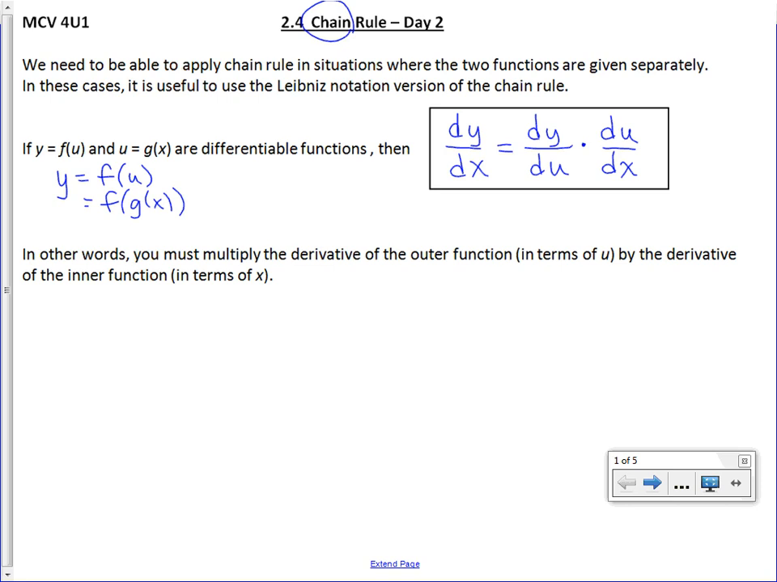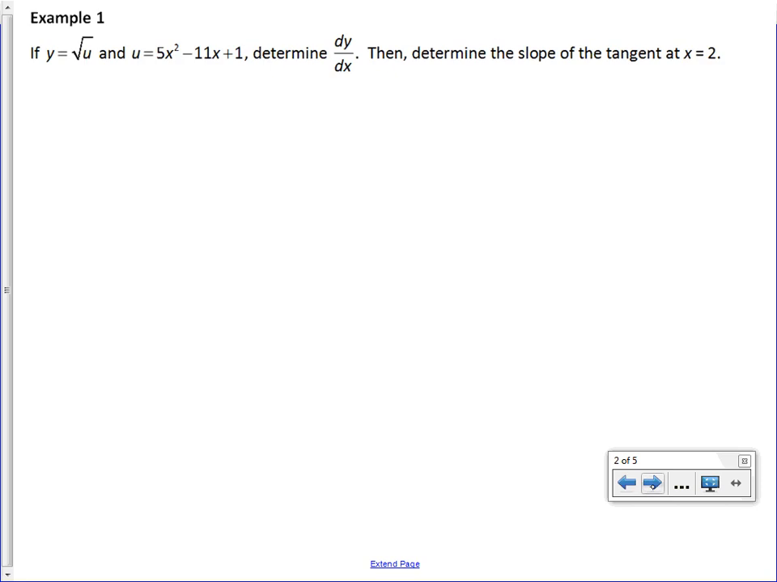In other words, if you multiply the derivative of the outer function in terms of u by the derivative of the inner function in terms of x, you're going to get an expression that has u's in it and x's in it, but this will represent the derivative. Then we'll do some examples to get a feel for this, and we can use that to answer more difficult questions like find the equation of the tangent, find the location of the horizontal tangents, all that kind of stuff. Okay? So let's do a few.